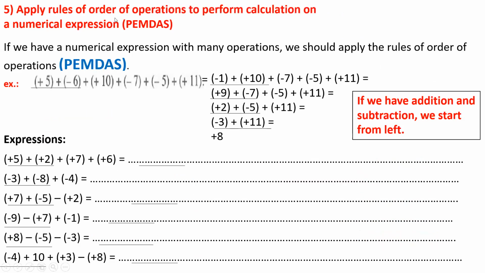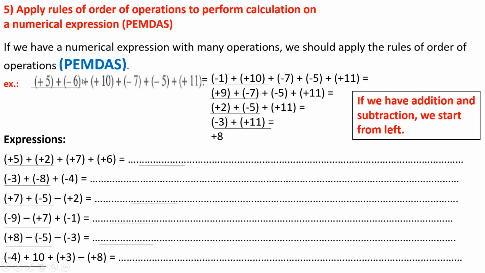Now, how do we apply the rules of order of operation to perform a numerical expression using PEMDAS? For example, I have this sentence. I cannot perform it in one step. So I take each two numbers or each two integers beside each other. Since all the signs are plus, we are adding these numbers. Then we start from left.